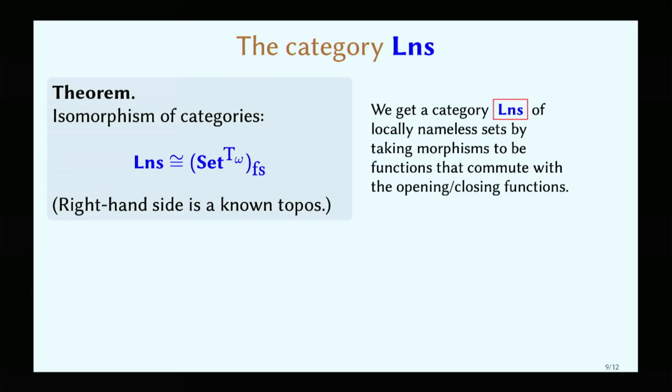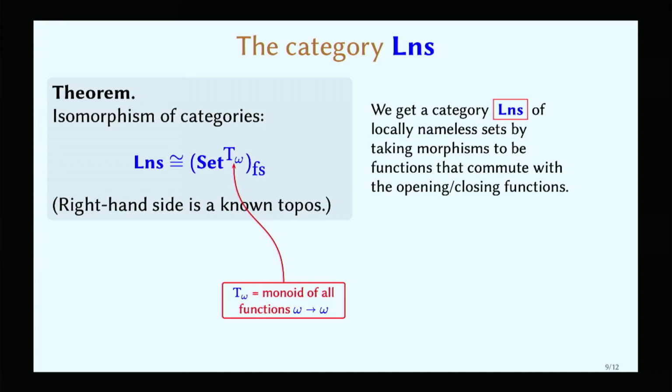Organize locally nameless sets into a category. How would you do that? Well, you just take the morphisms to be functions that preserve the opening and closing operation. So it's just an algebraic sort of thing, right? So that gives us a category of locally nameless sets. It turns out that category is actually isomorphic to a known category, actually not just a category, but a topos. That's a very nice category which has sufficient structure to model intuitionistic higher order logic and extensional dependent type theory. Let me just explain what this is.